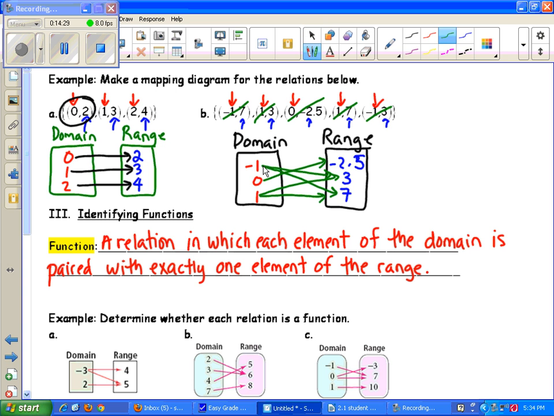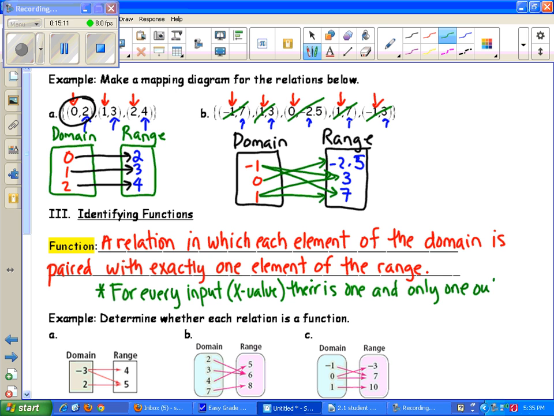So what that means, and what we normally say, is that for every input, which remember means for every x value, there is one and only one output or y value.